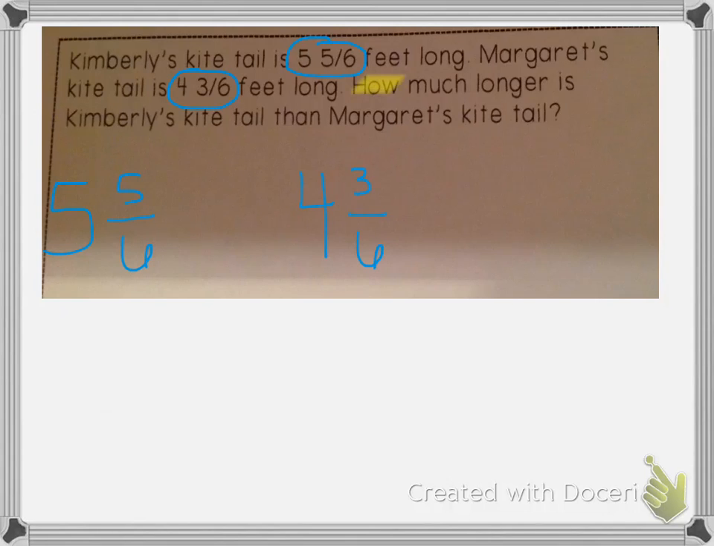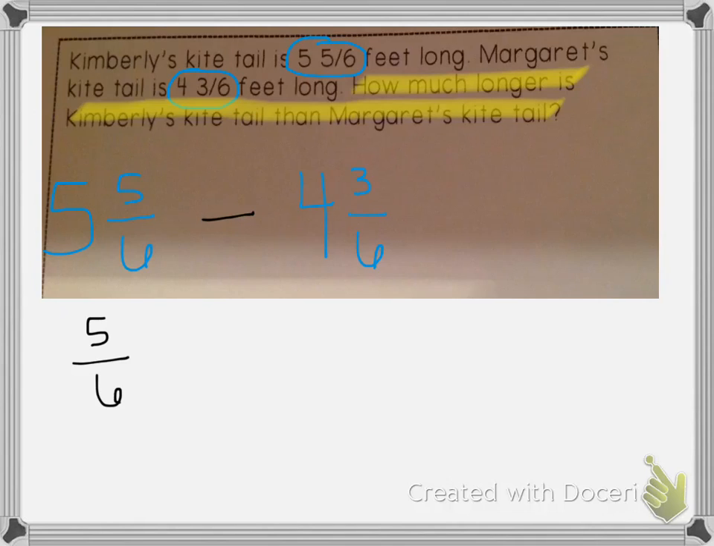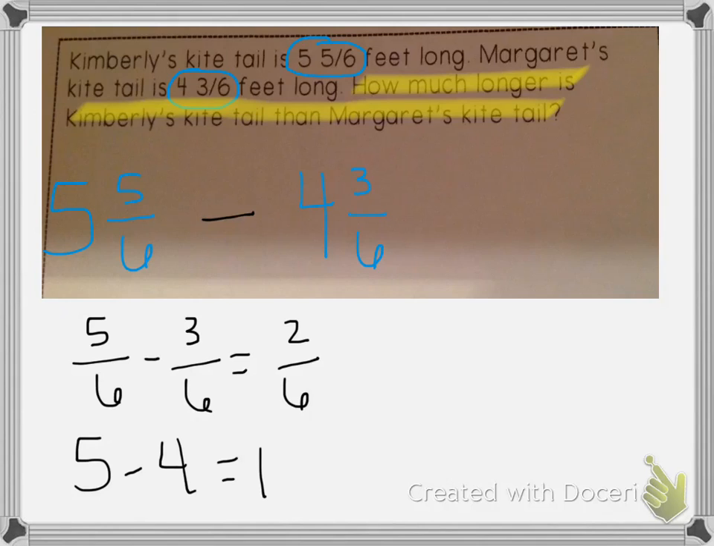So it asks me, how much longer is Kimberly's kite tail than Margaret's kite tail? That question tells me I'm comparing these two amounts. And when we're comparing two amounts, we need to subtract. So I'm going to use the method where I subtract the fractions first. So 5/6 minus 3/6 equals 2/6, and then I'm going to subtract my whole numbers. 5 minus 4 is 1, and then put that together. So the difference is 1 and 2/6.